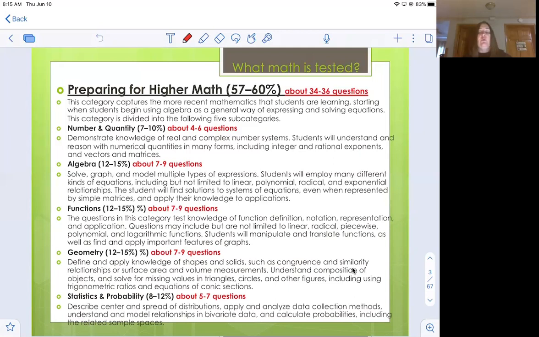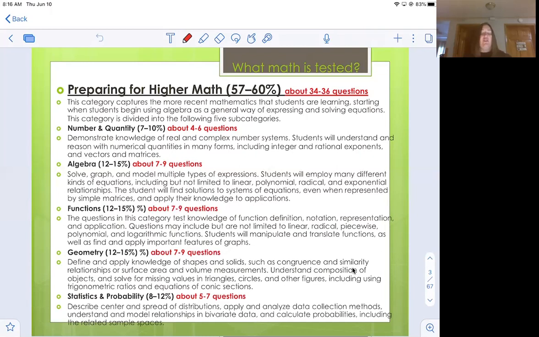Geometry, again, about the same number of questions. You need to know congruence, similarity, area, volume. Those are some big things with the geometry. Missing sides and triangles, how to evaluate things with circles and other figures. This includes a little bit of trigonometric ratios, which everybody freaks out when they see the word trig. But as far as the ACT goes, trig is very few questions. It may be 3 or 4 out of the total of 60 questions. So nothing to stress about.